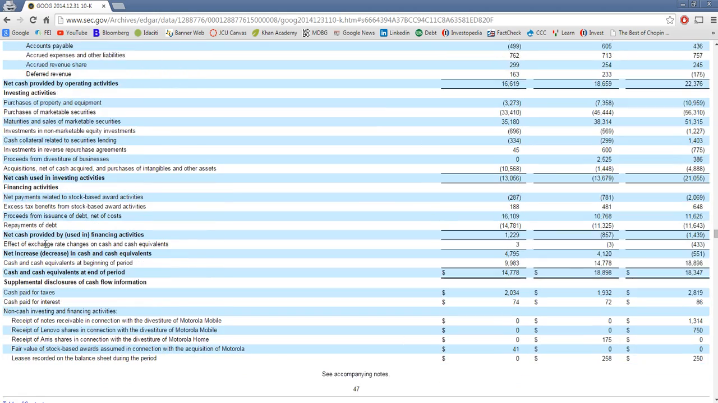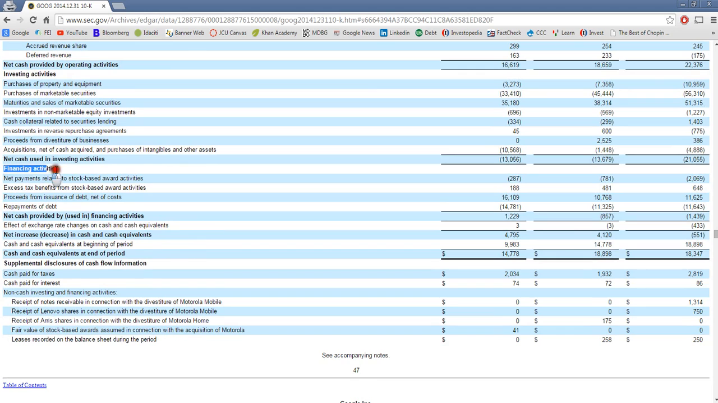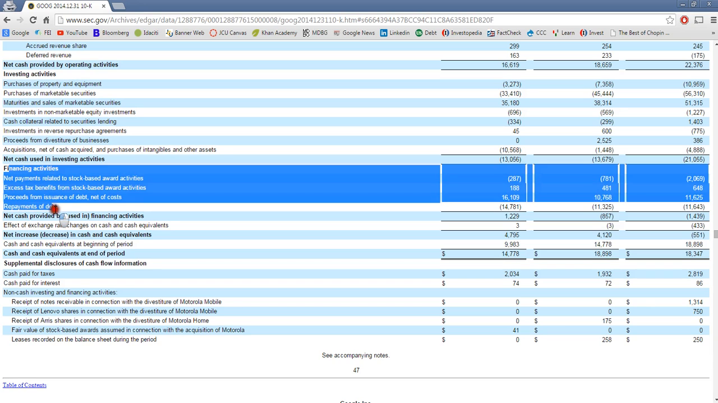And financing activities are just ways that your company gets money. So cash inflows and outflows from financing activities are pretty much issuing stocks, paying dividends, and then issuing and paying bonds. So if we issue a bond and we get money and we have to pay it back, essentially taking out any form of a loan, that's a financing activity.